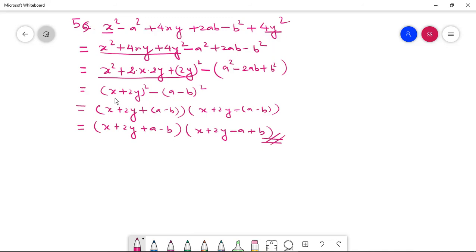Okay, thank you. Now moving to the next part, dear students. Question 5D. I think I can solve this one and leave the remaining for you. P square minus 10xp plus 16x square minus q square plus 6xq.